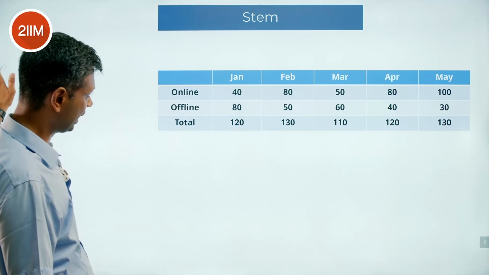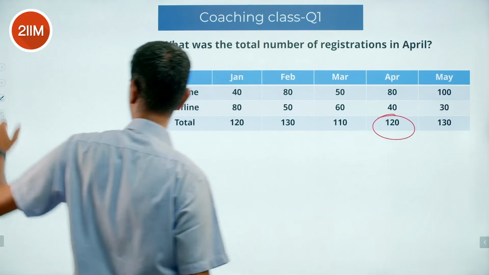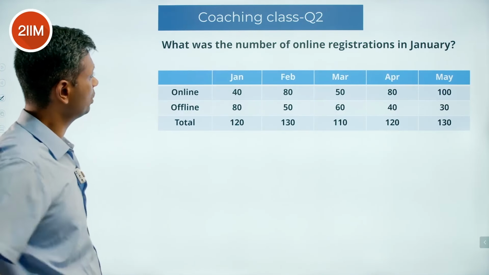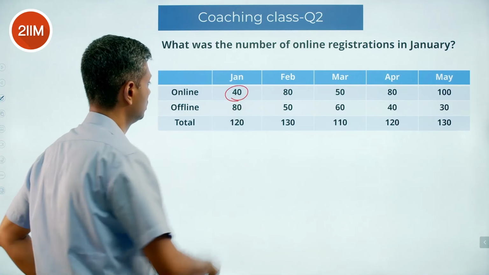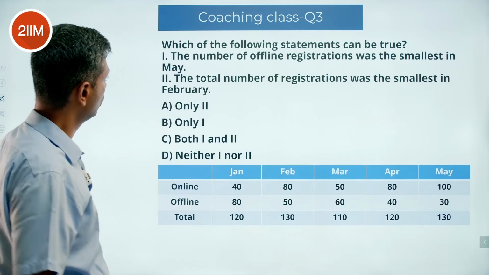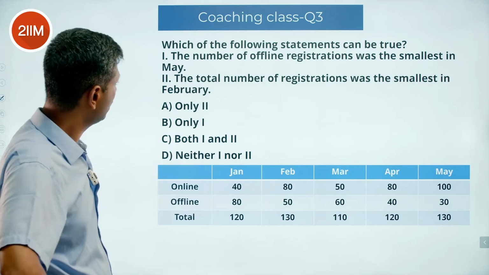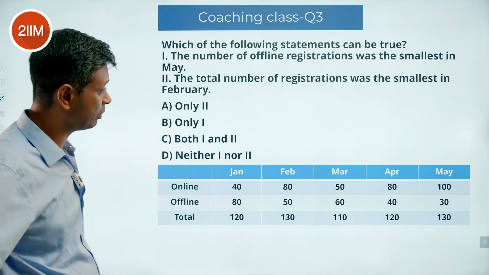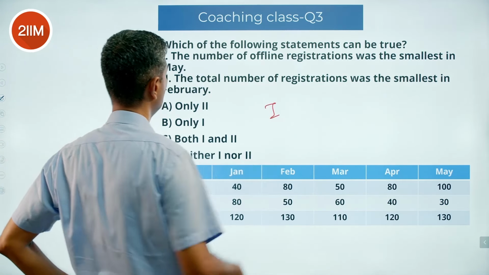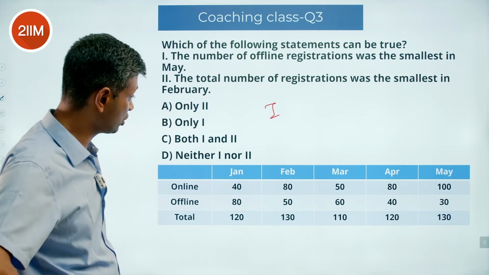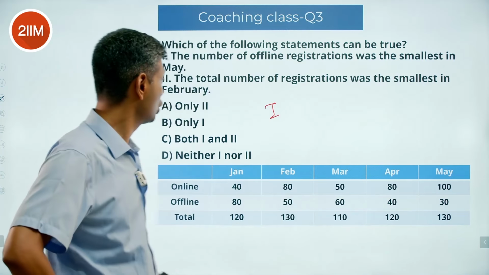So this is our final tally. What are the total number of registrations in April? 120, good to go. What are the number of online registrations in January? Online January, 40, done, good to go. Which of the following statements can be true? Which of them could be true? The number of offline registrations was the smallest in May. Yeah, that is true. Offline 30, smallest, true. 1 is true. The total number of registrations was the smallest in February. No, that's not true. The smallest in March. February was 130, highest. So only 1.